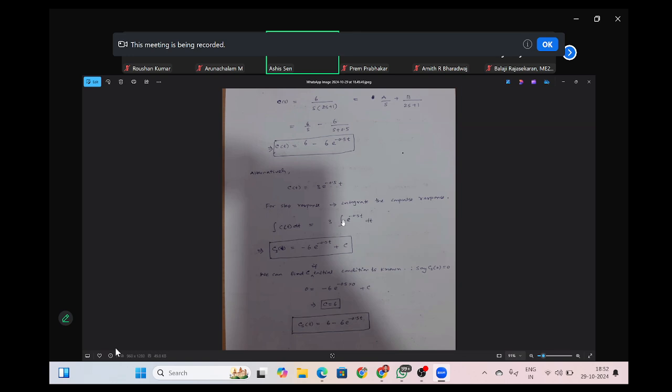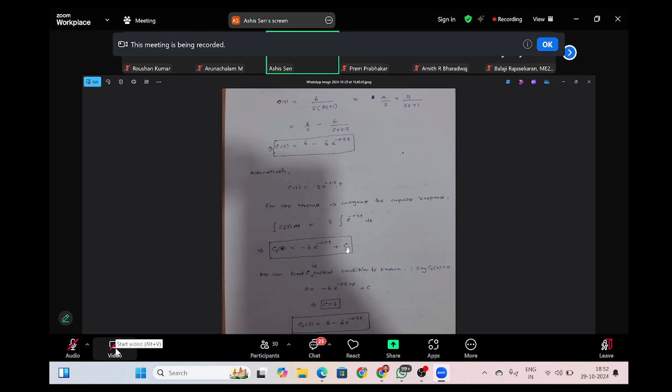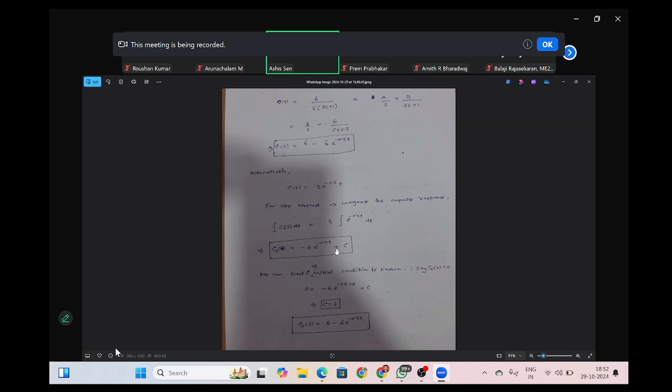And if you integrate this right-hand side with time, you get minus 6 e to the power minus 0.5t plus some constant. Now, if you have the initial condition known, that means at t equal to 0, if the response is 0, you can evaluate the constant. When t equal to 0, this is 1, so the constant is going to be 6. So c(t) is basically 6 minus 6 into e to the power minus 0.5t. So there are different ways you can do this. I hope this is clear to everybody. Any doubt you have?